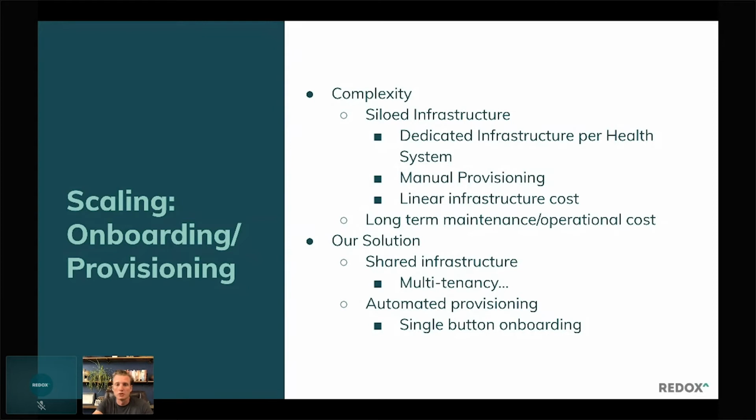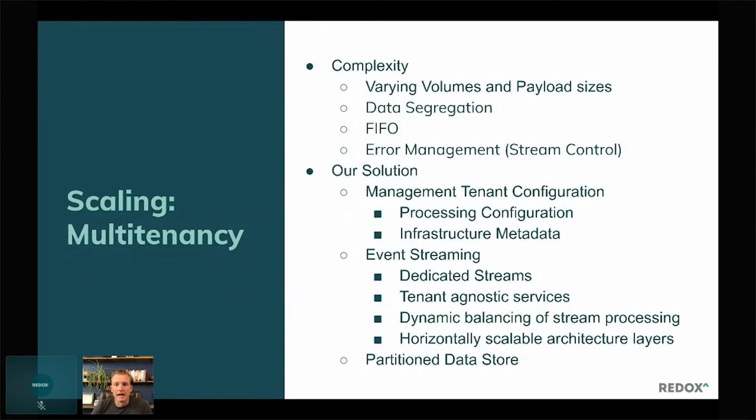So that's how we approached onboarding and provisioning, and that's something I'm going to demo shortly. Once you do introduce multi-tenancy, that in itself introduces more complications as well. Some of those complications are that every health system has varying volumes and payload sizes in their data feeds. Some of the bigger health systems send, I think we've seen, volumes as high as 30, 40 messages per second from a single health system. Others just send a few a day.